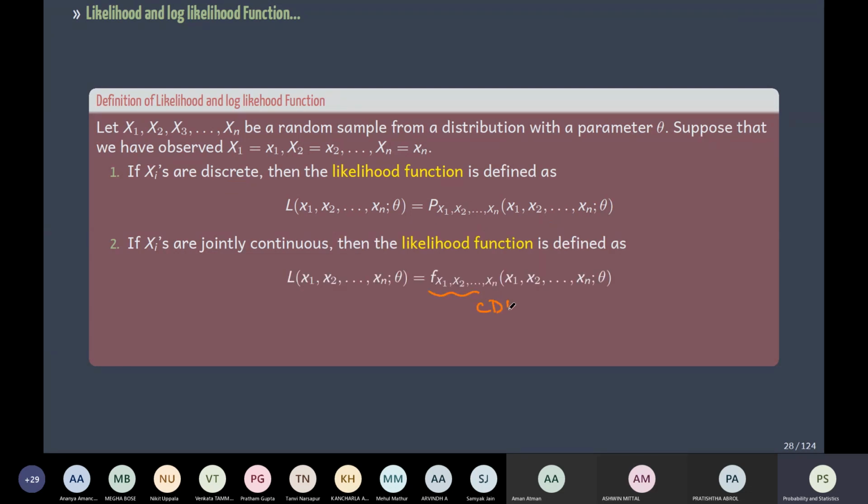Okay, so CDF in the continuous case. And again, we use the same notation. So from the context, we will know where to use PDF and where to use the CDF. The important thing is that they are parameterized by this theta parameter.